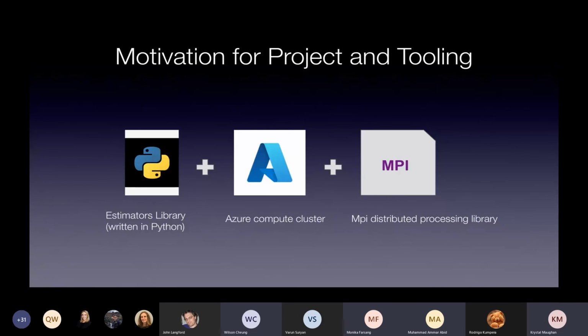And why Azure? Well, there are multiple platforms to build pipelines, but we decided to use Azure ML because it allows you to run arbitrary single or multi-node jobs using Python. And our estimator library is written in Python. So when running multiple node jobs, there are multiple frameworks. And since Azure ML supports MPI jobs, and MPI is the standard framework for distributed processing, we chose to use that. But why this project?